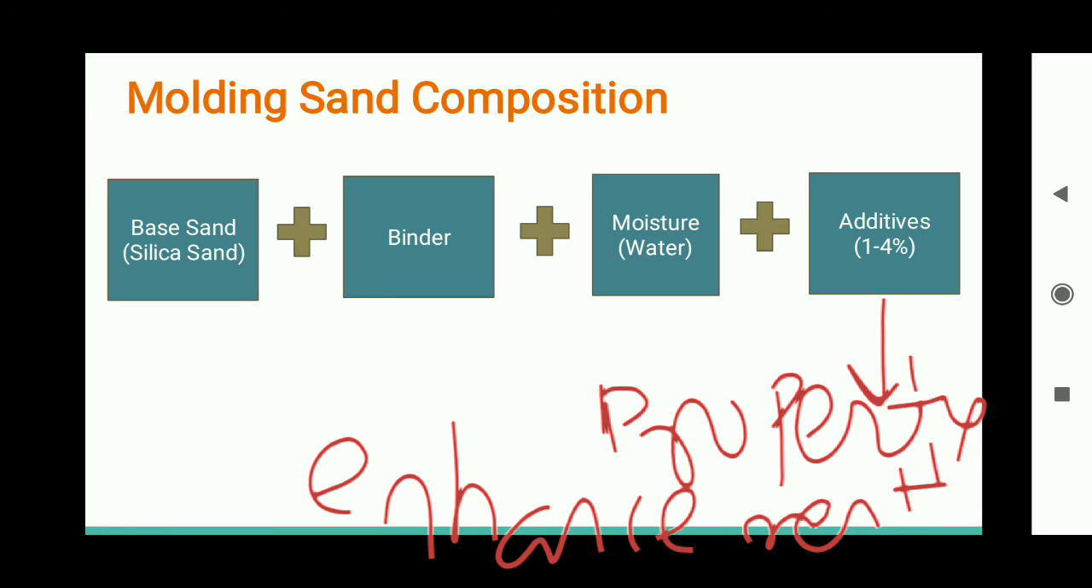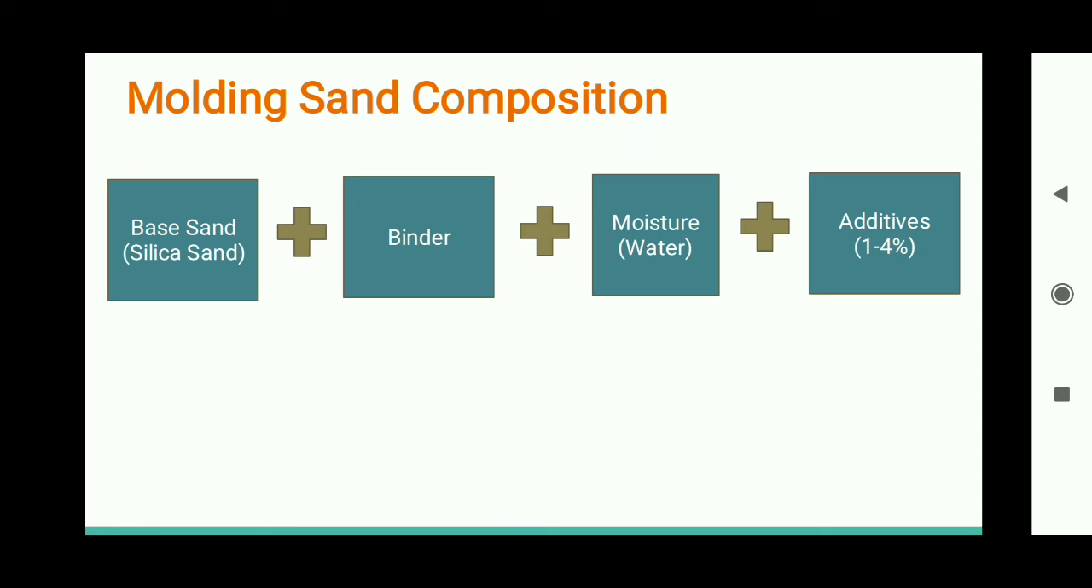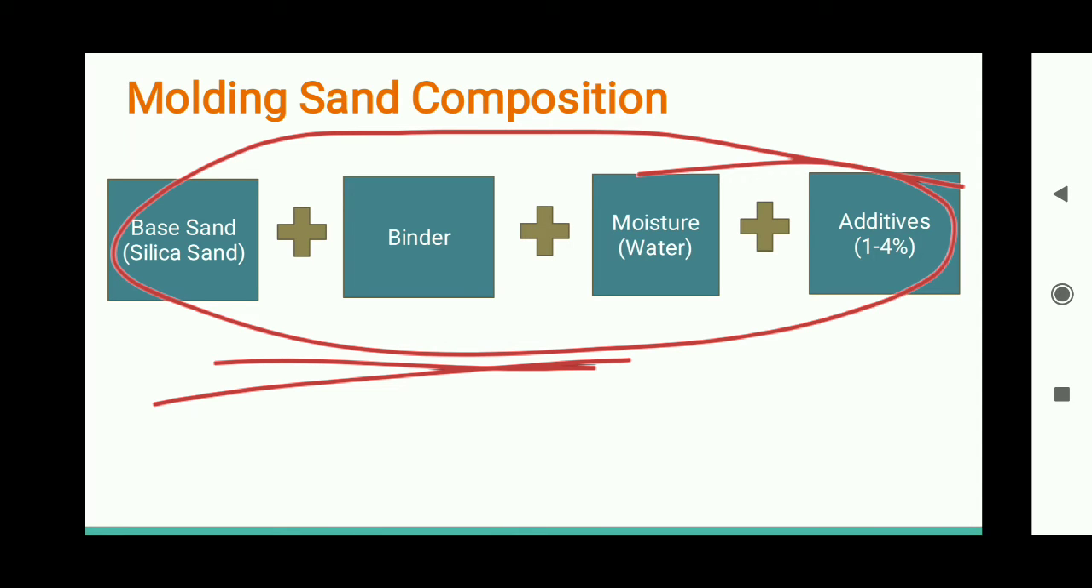Additives are generally not part of the basic composition, but it depends on what properties are required at the end for the molding sand. If a good surface finish, strength, or collapsibility is required, accordingly we have to add the additives. So these are basically the 4 things required to make the molding sand.